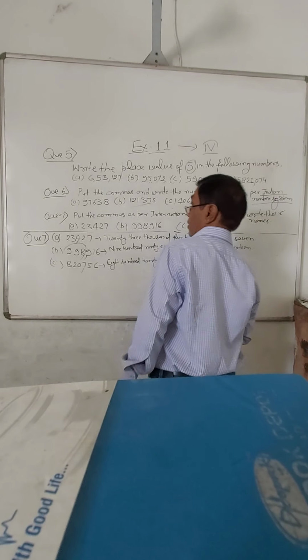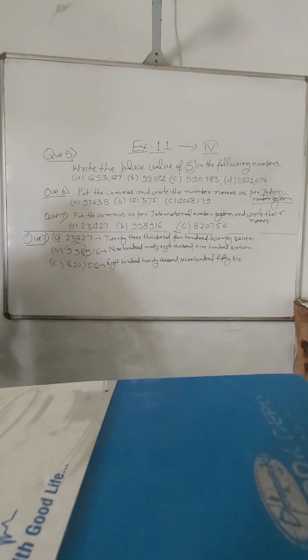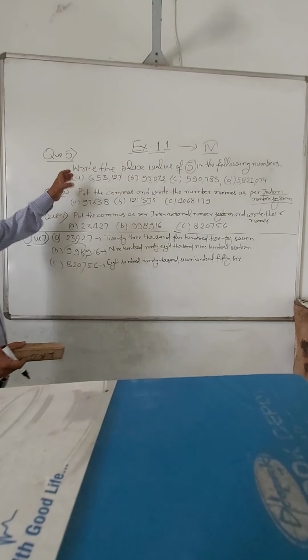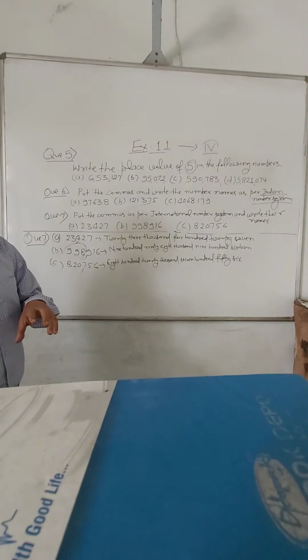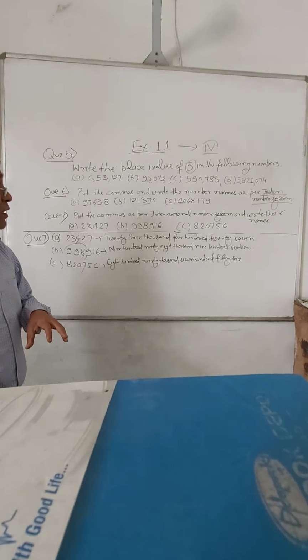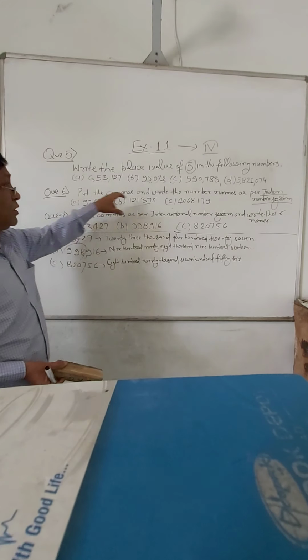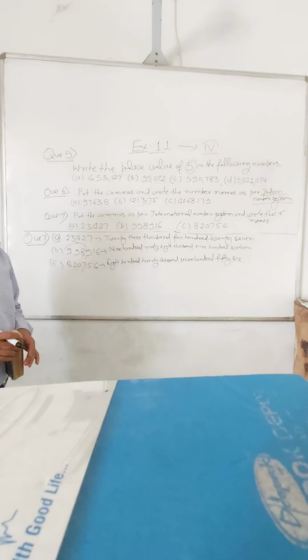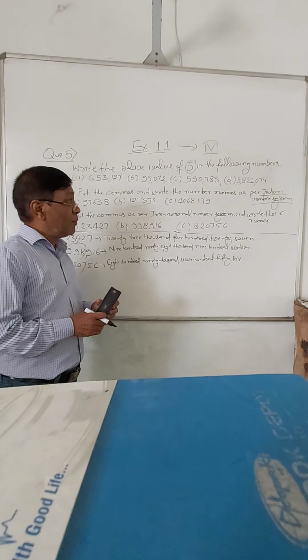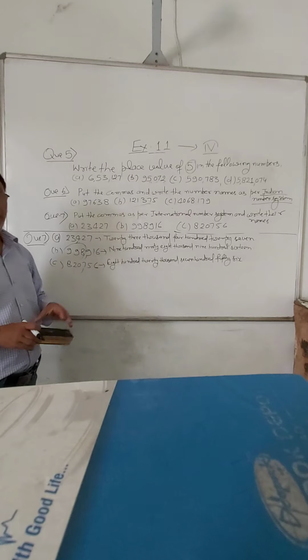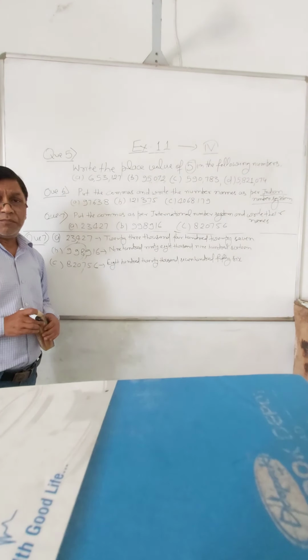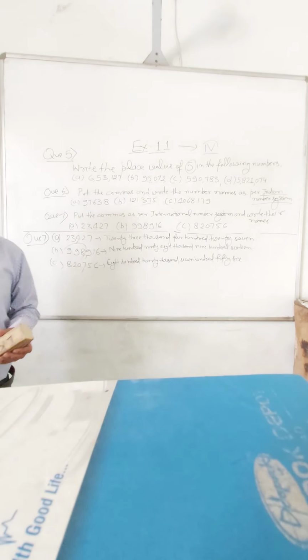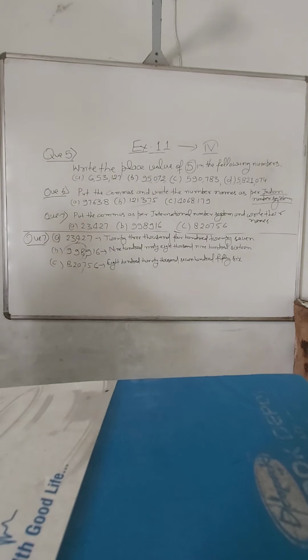So question number 7 is also over. Both ways you must know how to read the international system with the different numbers, and how to read the Indian number system, and how to put the commas. Because if you do not put the commas accordingly, the number name will be different. Is it clear? So we will see the next question.